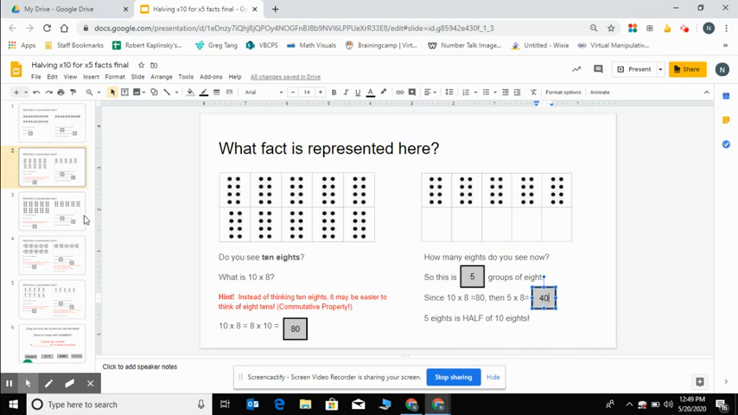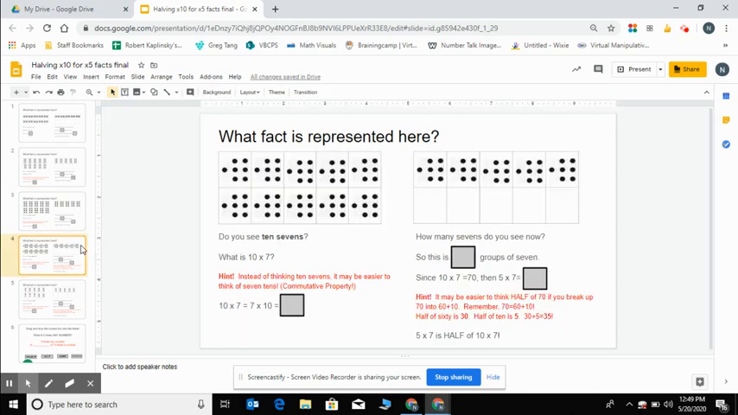Let's try a trickier one, okay? I'm going to pop down to this slide. Let's see what fact is represented here. In each cell, I have 6 and 1 more, which makes 7. So this is 10 groups of 7, or 10 times 7. Can you see the 10 sevens?